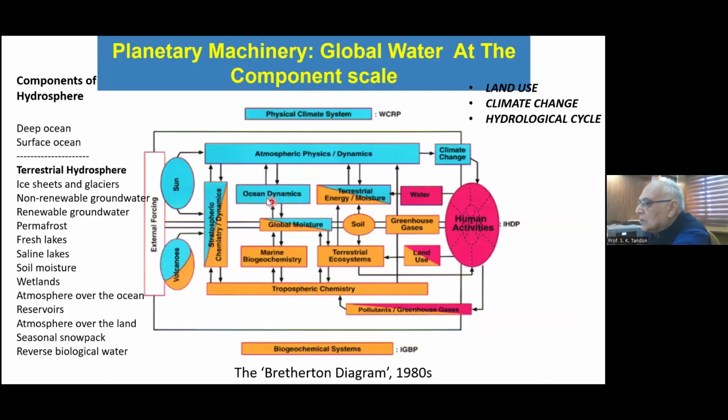But you can see now, I just wanted to break this up for you. Global water, when we look at global water, it is very difficult because there are so many components. Of course, even if you leave the deep ocean and surface ocean, they are not potable water systems, they are not used for irrigation. So you have the terrestrial hydrosphere.